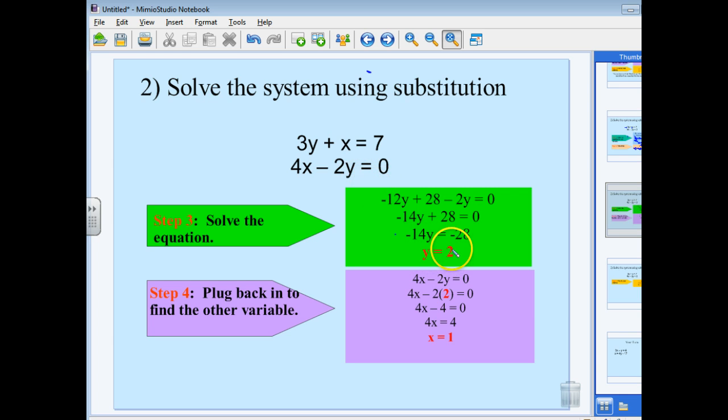Now that we know what y is, we want to use one of those equations to solve for x. Again, you can use either one to solve for x. So let's go ahead and use the second one. We have 4x minus 2y is equal to 0. Instead of using y, I already know y is 2, so we are going to put it in here. So we get 4x minus 2 times 2 is equal to 0. And x is 1.